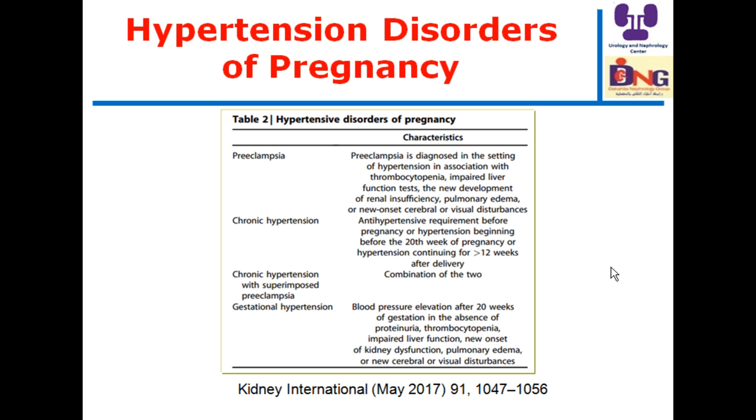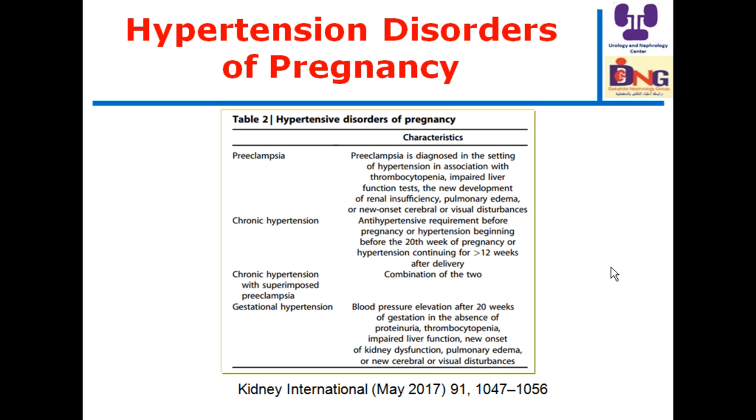Chronic hypertension is hypertension requiring treatment before pregnancy, or hypertension that starts before the 20th week of pregnancy, or hypertension continuing for more than 12 weeks after delivery. Chronic hypertension with superimposed preeclampsia is a combination of preeclampsia and chronic hypertension.